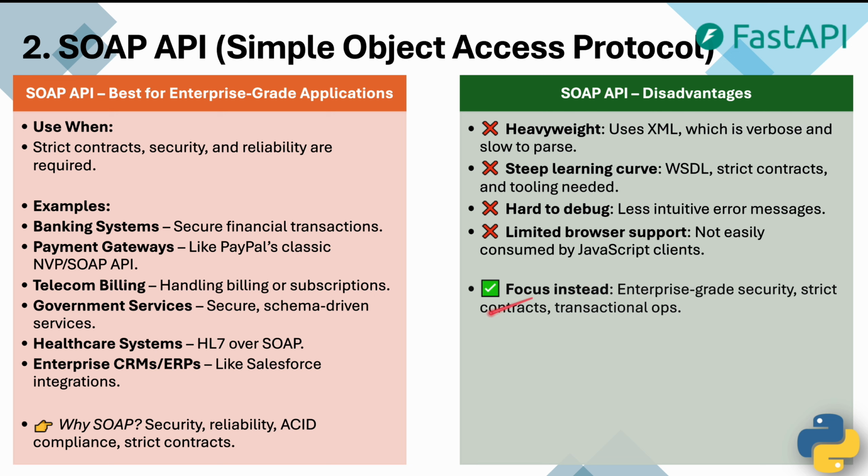These are the disadvantages. Focus instead. Instead of focusing on these disadvantages, if we want enterprise-grade security, strict contracts, and transactional operations, we can go for a SOAP API, downplaying these disadvantages. Okay, let's go to the next API design.